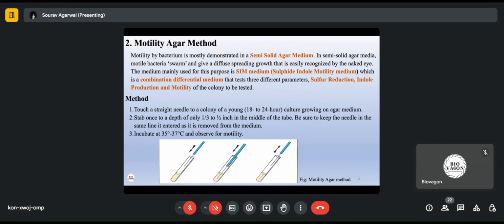Okay. Here, what we do is, using a straight needle, we pick a young colony from an agar medium and stab it into the agar media that is present in the test tube. We have already discussed how stab culture is done in our previous classes. Now, this test tube is incubated at 35 to 37 degrees Celsius and we observe motility.